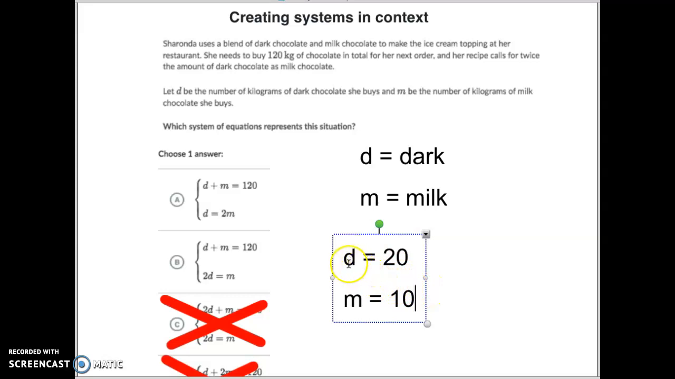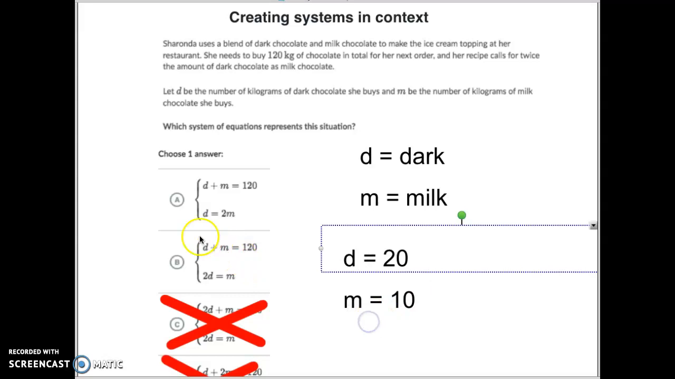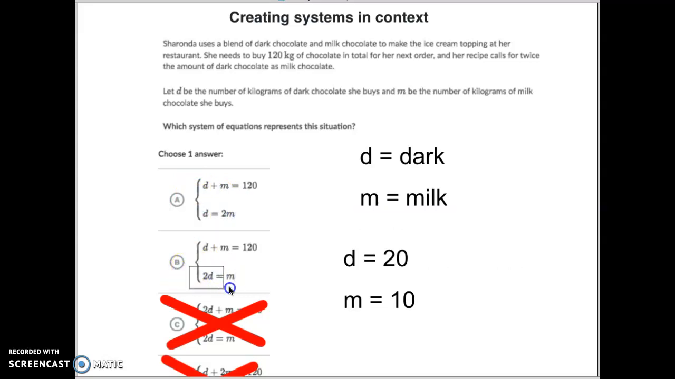Which means D is equal to how much more than M? It's 2 times M, correct? D is equal to 2 times this amount. So if you think about it, D, which is 20, has to equal twice as much as this. So it looks like that would be this one, where D would equal 2 times the milk, not the other way around. Because if I said 2 times D, that just doesn't work. So it's one where you just have to think your way through it.